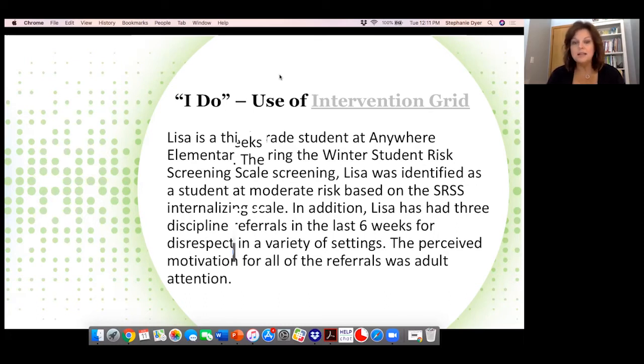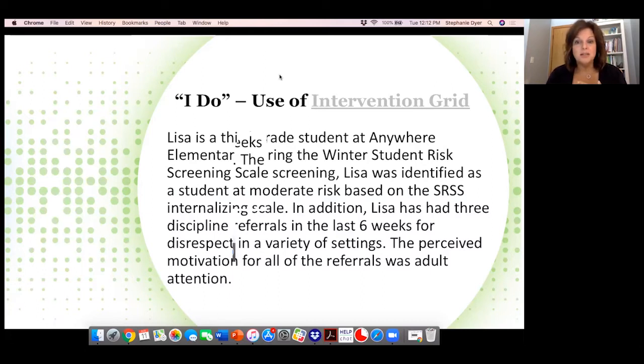One question came in: are intervention grids also established for academics? Yes. In Michigan, we have an integrated reading and behavior multi-tiered system of support, and we have intervention grids for any tier 2 intervention in the school, behavioral or academic. For today's session, we're just showing the behavioral piece of that.